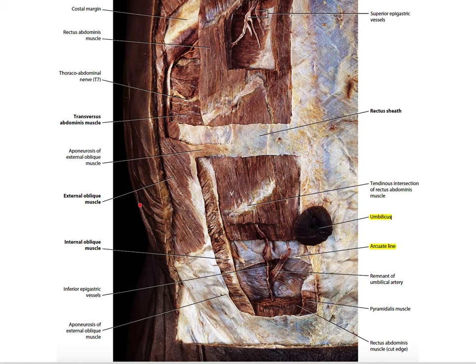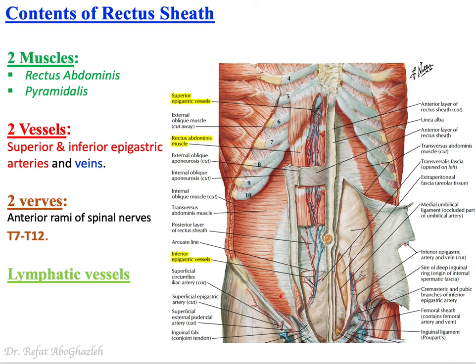Here is also the arcuate line. So above the arcuate line, there is a rectus sheath behind the muscle, because this is the muscle and this sheath is behind it, right? But below it, there is no rectus sheath. Now, this is a very nice view, guys. You will see here in which we open the rectus sheath to look at the structures inside it. This is the arcuate line, right? So below it, there is no rectus sheath behind the muscle.